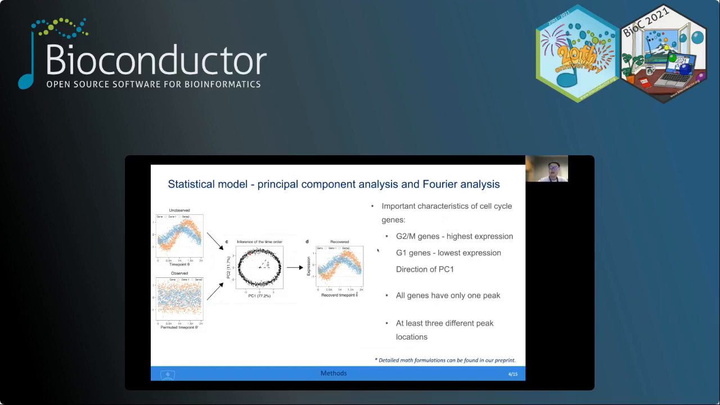This is ensured by some important characteristics of the cell cycle genes. First of all, the G2M genes always have the highest expression, and the G1S genes have a low expression, and this corresponds to the direction of PC1. Another thing is that all the cell cycle genes only have one peak over the cell cycle. And the third one is that at least 3 different peak locations are found during the cell cycle.